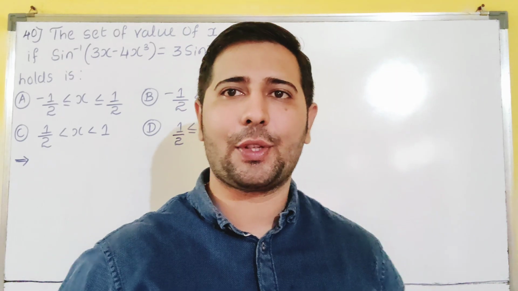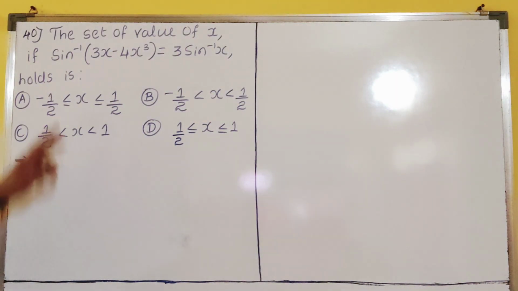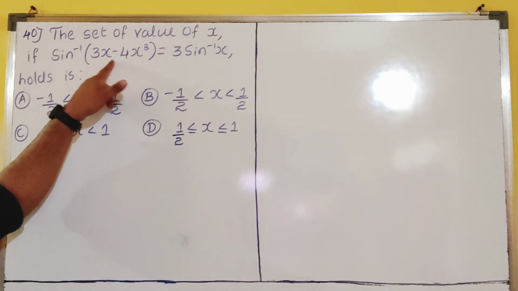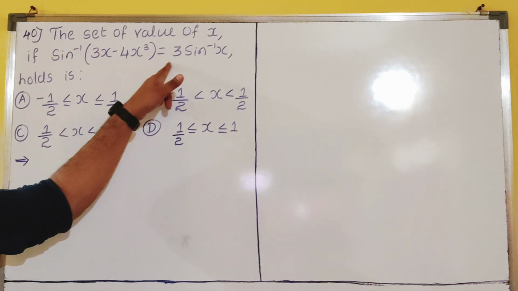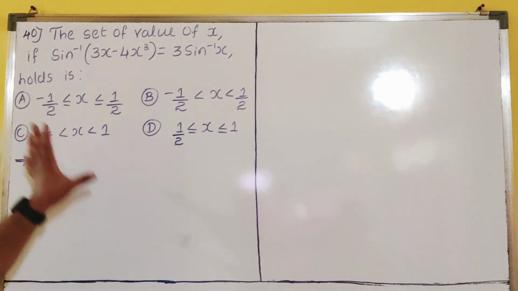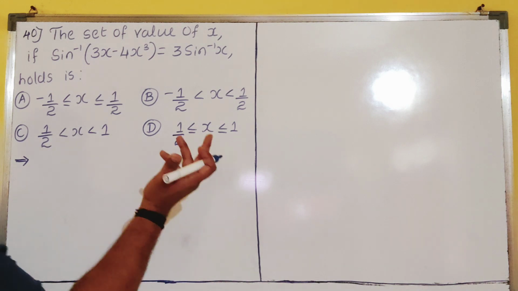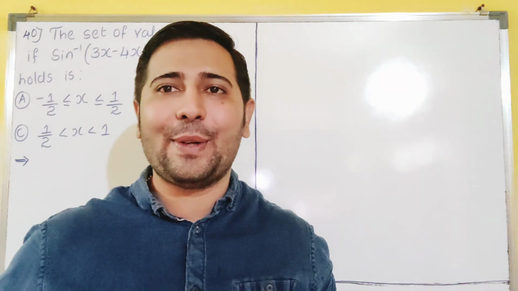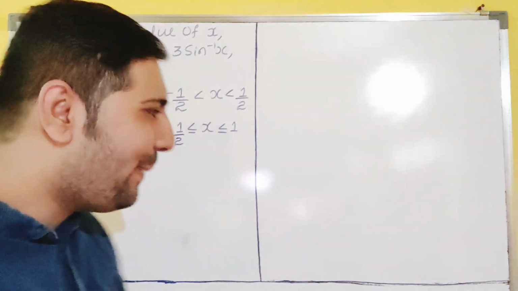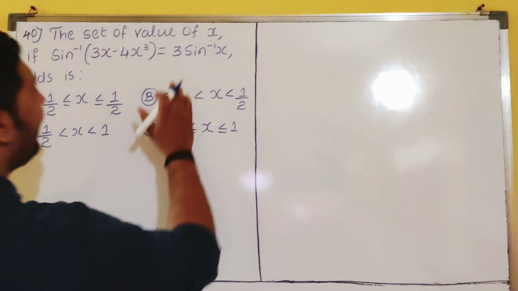Let us see the next question, dear students. Question number 40. The set of values of x for which sine inverse of 3x minus 4x cube is equal to 3 sine inverse x holds is what? So in this, which is the correct option? Most probably I think you have understood the concept. 100% you will solve, I know that. But still for those who are not getting it, I will solve.